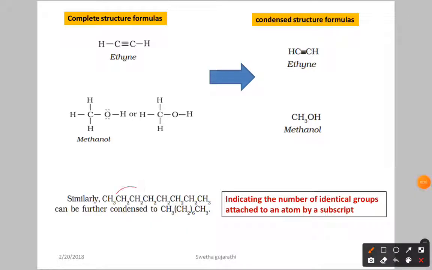So the similar groups you are writing in brackets, and how many there are, that you write as a subscript. So that is the meaning of indicating the number of identical groups attached to an atom by the subscript. You write the subscript as 6. So we have a total of 6 CH2 groups, and you write that as a subscript. That is the meaning, you are making the short form.